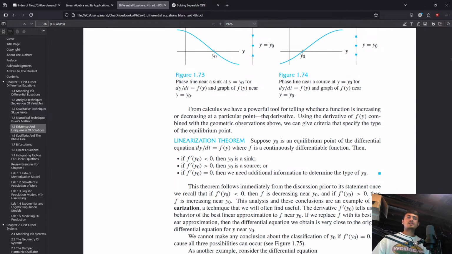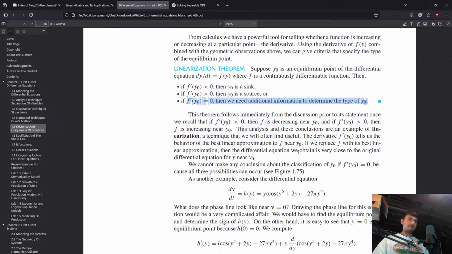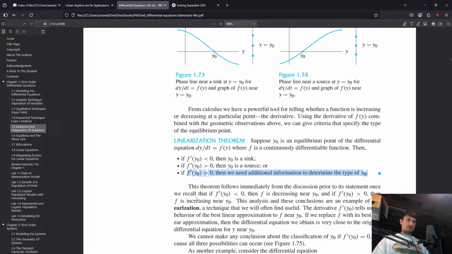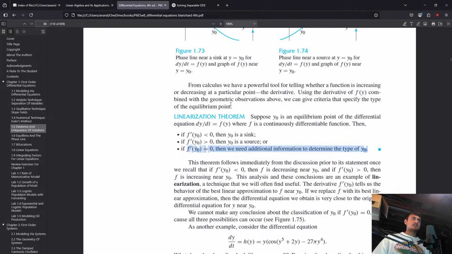Now there was an interesting point about this. These pictures are pretty obvious about the greater than 0 and less than 0, but if it's equal to 0, you can't determine. I wondered, why, if it were equal to 0, would you not know it's a node? The reason why you don't know is because let's consider the graph, or let's read what it says and then I'll explain my thing.